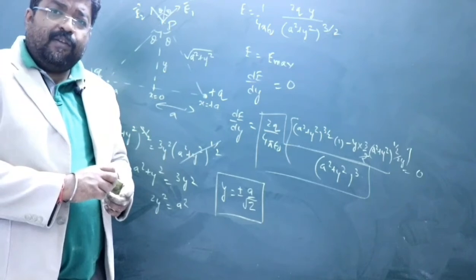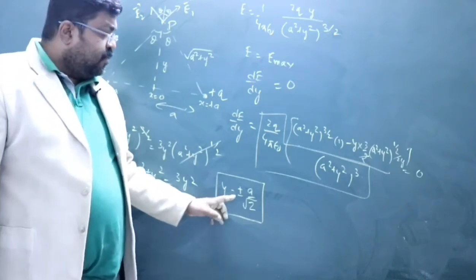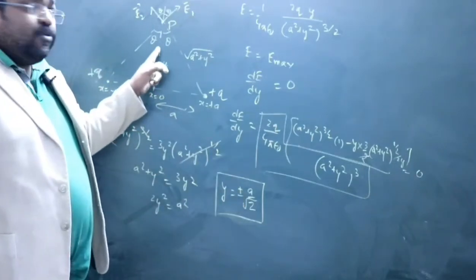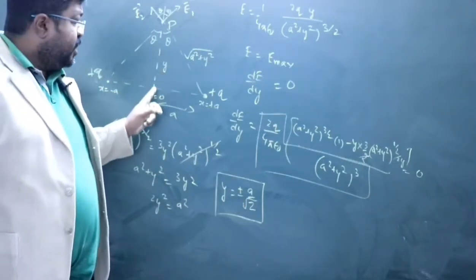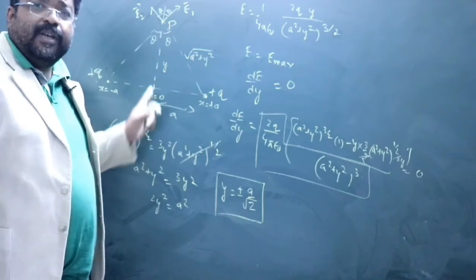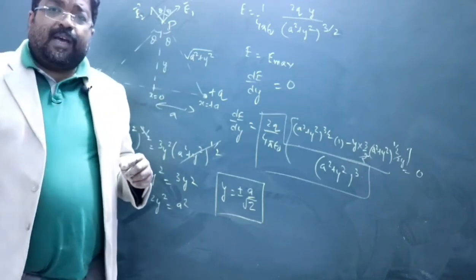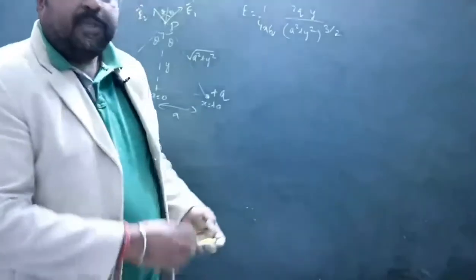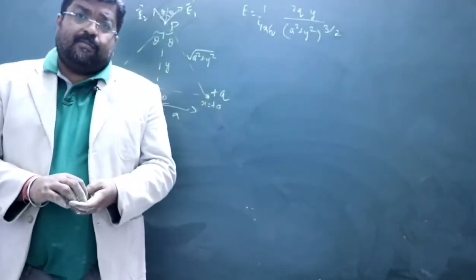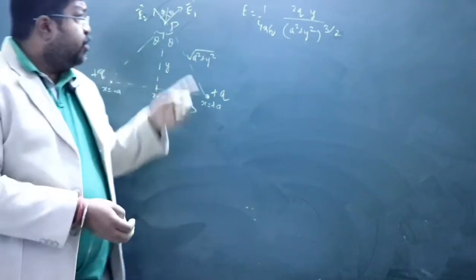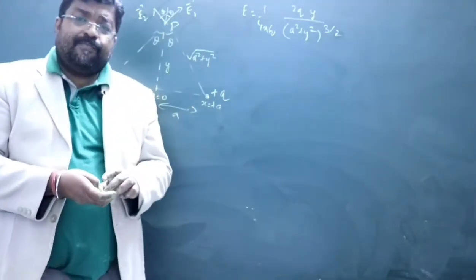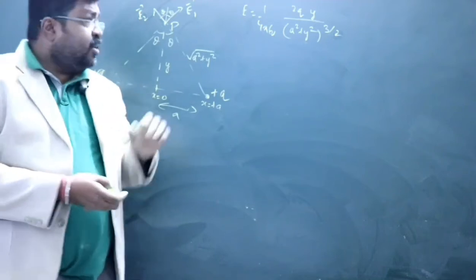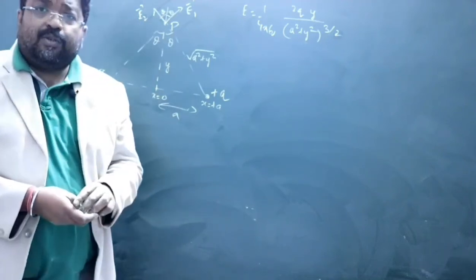the intensity of electric field will be maximum. What does it mean? Y equal to plus a by root 2 and minus a by root 2. That means a by root 2 distance above this point, a by root 2 distance below this point. At those two locations, you will have maximum electric field. So we have seen the electric field when the point of observation is very far away from the two charges. Now let's see what happens when the point of observation is very close to the two charges.